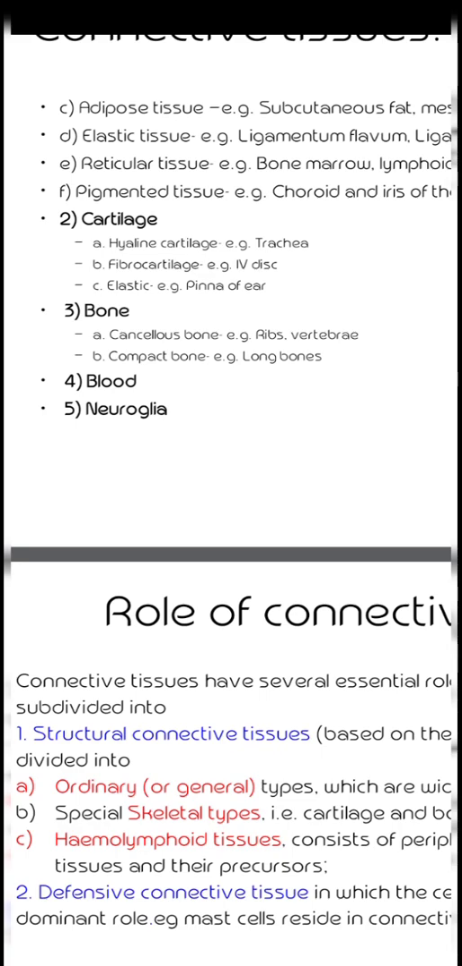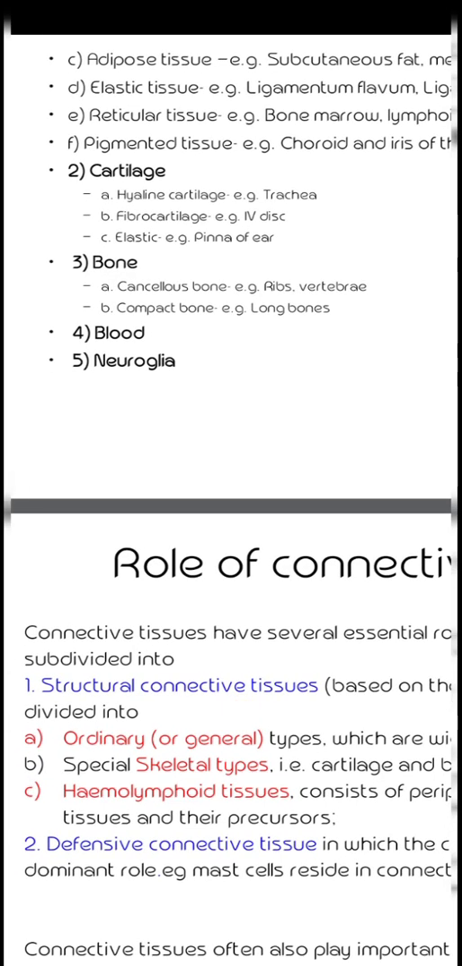Bone may be of two subtypes. There may be cancellous bone, there may be compact bone. What is cancellous bone, what is compact bone, we'll study it further down in the slide. So cancellous bone, the examples given are ribs and vertebrae, whereas compact bones are long bones. Another type of connective tissue is blood, and the last type is neuroglia. These are the connective tissues which are present in the nervous system, in the central nervous system.